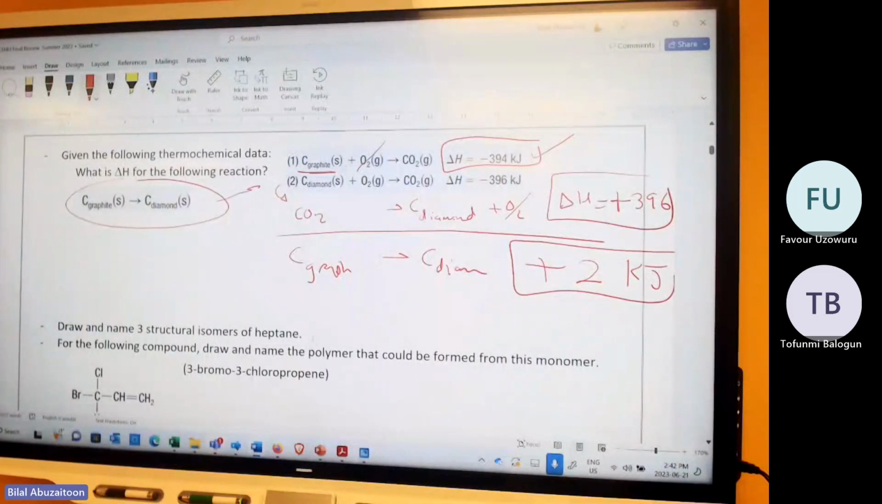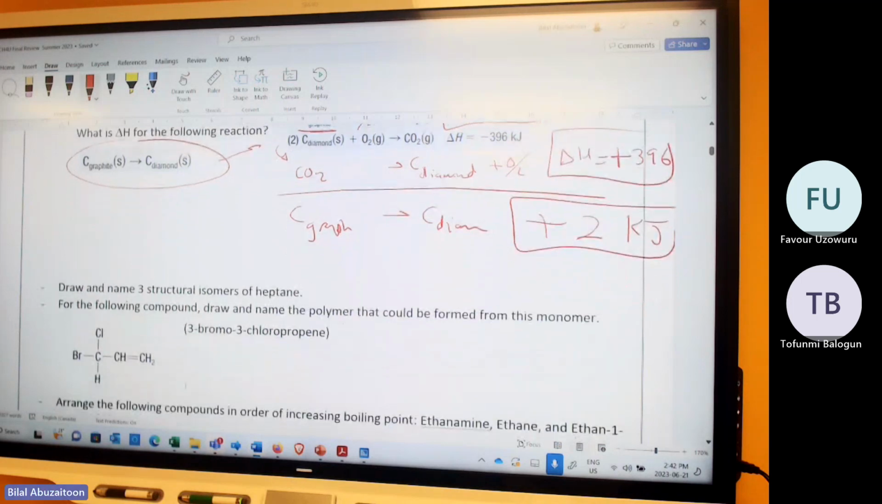Draw and name 3 structural isomers of heptane. Just structural isomers. Heptane has 7 carbon atoms with 16 hydrogens, right? Just do it, and name them, for example 2-methylhexane, okay?